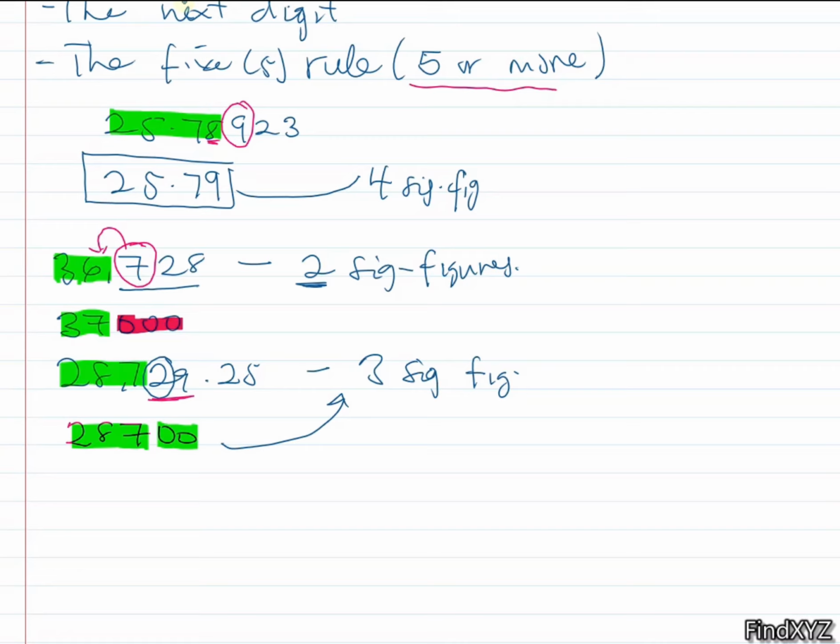This is why it is very important to know which numbers are significant and which numbers are not. Zeros are only significant when they are in between 2 non-zero digits or they are trailing zeros with a decimal point. If we don't have a decimal point, the zeros are not significant.